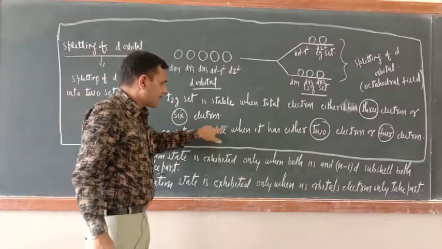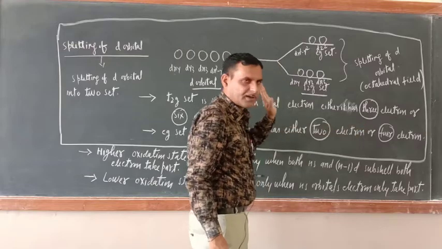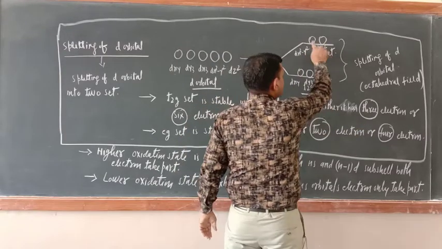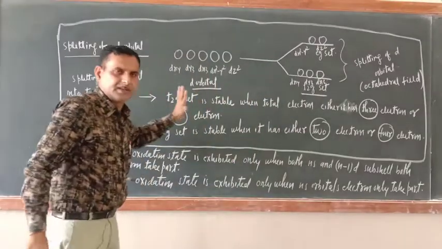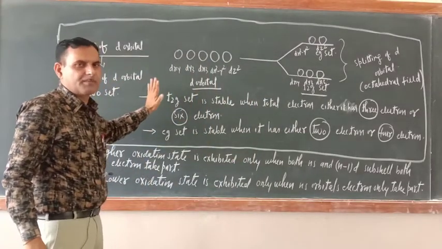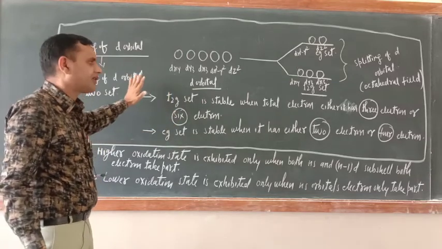Similarly, the EG set is stable when it has either 2 electrons or 4 electrons. So the half filled state for EG is 2 electrons, and fully filled is 4 electrons. So this is splitting of d orbital. Remember, this will be applied for solving some questions. That is why I told you here.